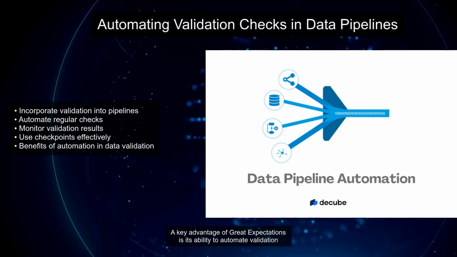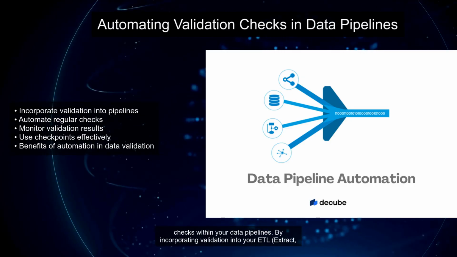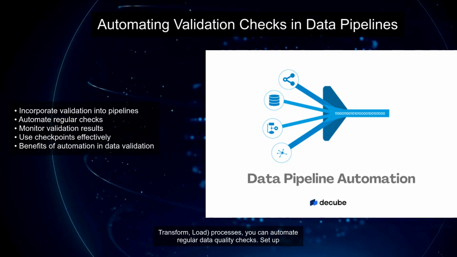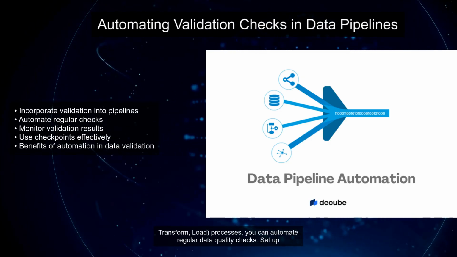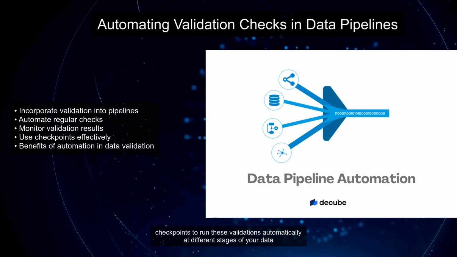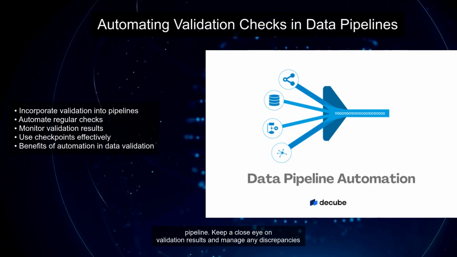A key advantage of Great Expectations is its ability to automate validation checks within your data pipelines. By incorporating validation into your ETL, extract, transform, load processes, you can automate regular data quality checks. Set up checkpoints to run these validations automatically at different stages of your data pipeline.